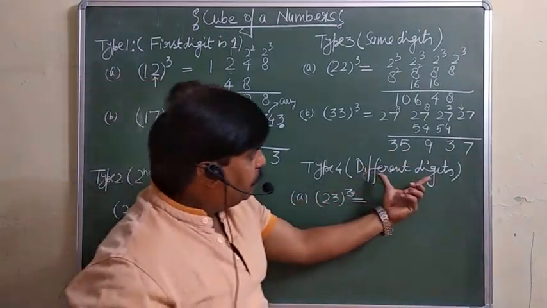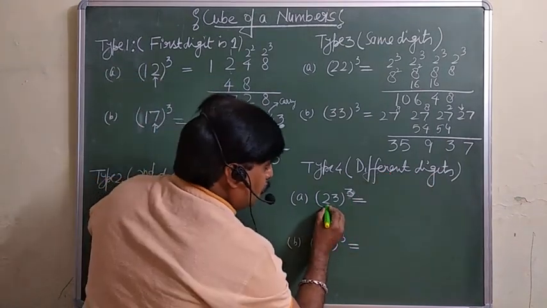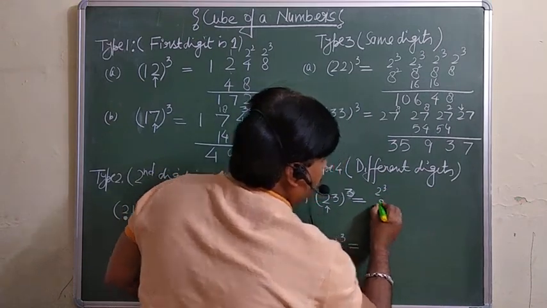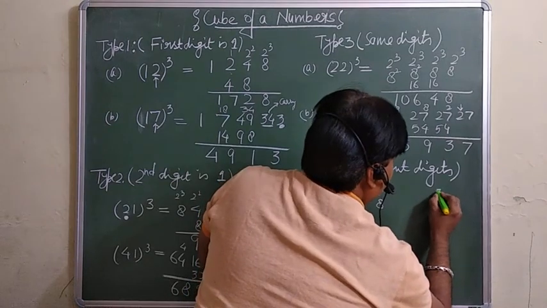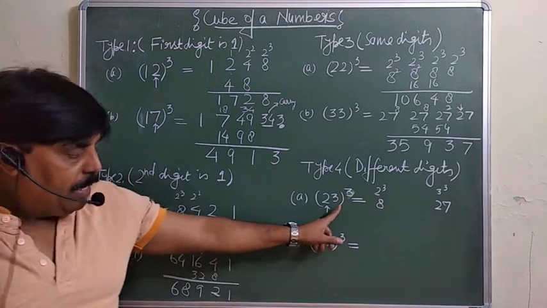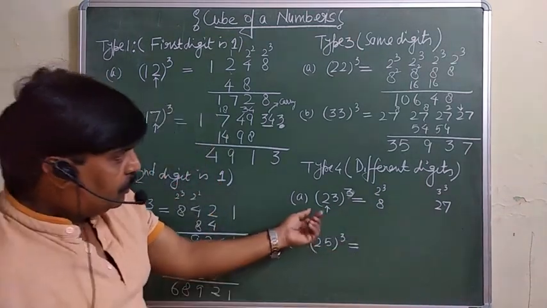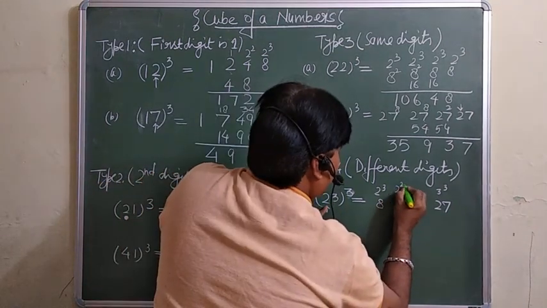Now in case the digits are different, just do the cube of the first digit, 2 cube. So this is your 8. Last digit cube, 3 cube, 27. And the second and fourth digits will be the square of this number into this, square of this number into this.